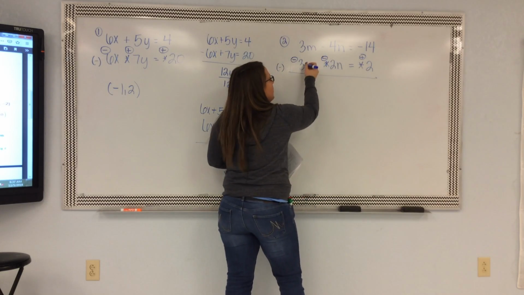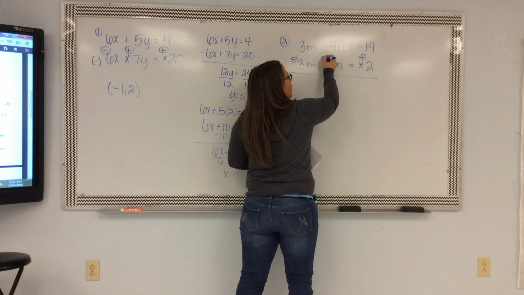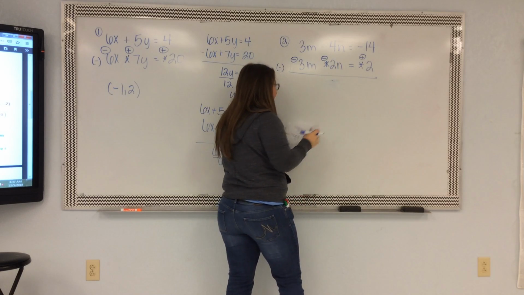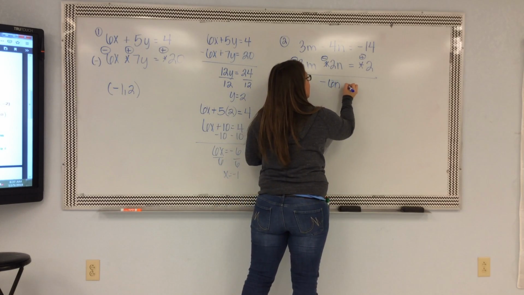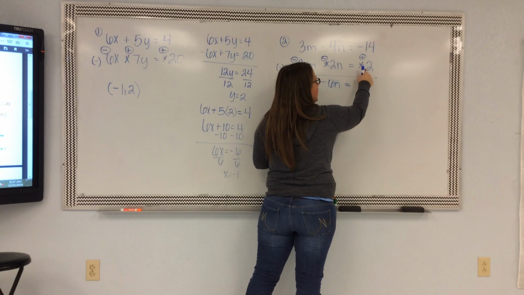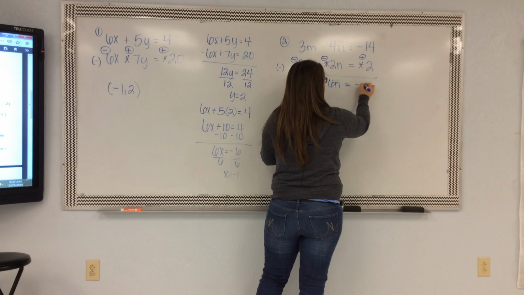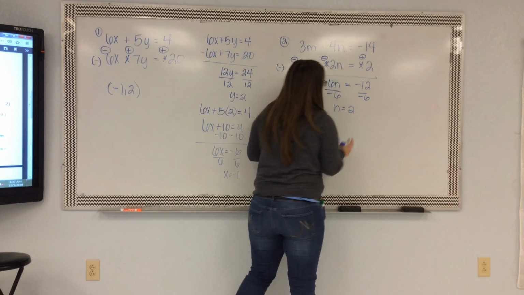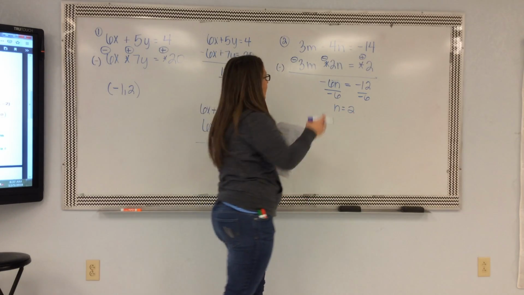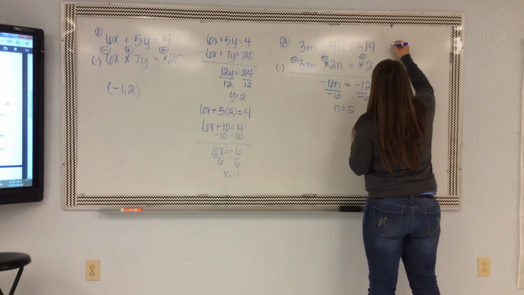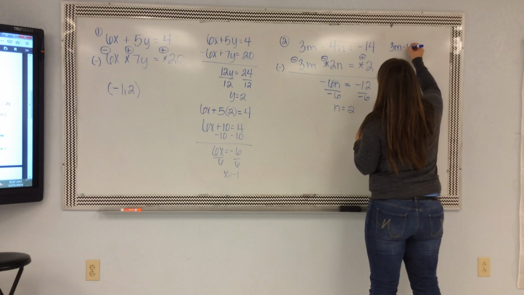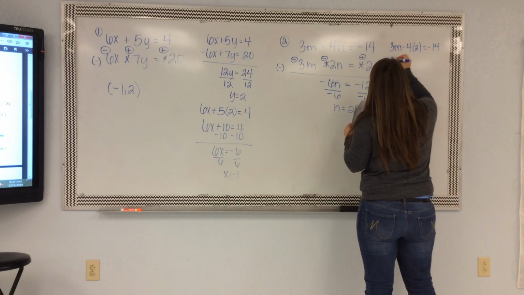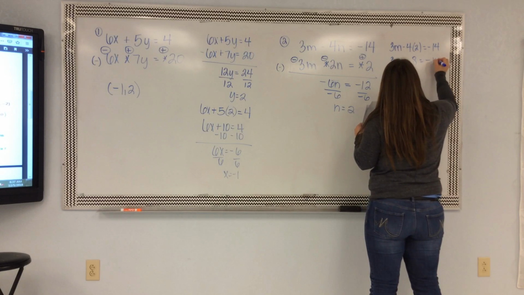So 3m minus 3m goes away. Negative 4n minus 2n becomes a negative 6n is equal to negative 14 plus a 2 becomes a negative 12. Divide both sides by negative 6, and n is equal to 2. Go back in and plug that into one of your original problems. I'm going to plug it into this one right here. And so I'm going to say 3m minus 4 times 2 is equal to negative 14. 3m minus 8 equals negative 14.